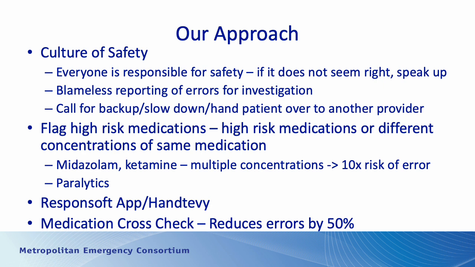Another thing for our approach is flagging high-risk medications. And high-risk medications are, for me, the paralytics, which is rocuronium. It's a high-risk medication. We need to make sure that it's appropriately labeled, maybe even partitioned or segregated from the rest of the medication so there's minimal, if any, risk of grabbing the wrong vial.